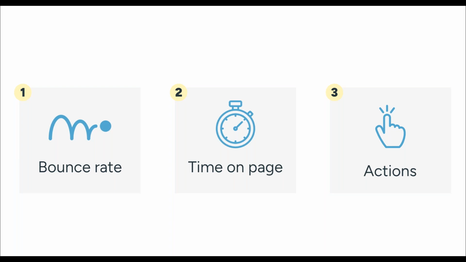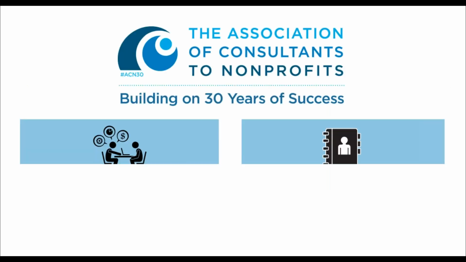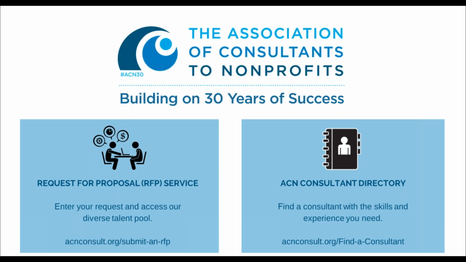But then if you want to dig deeper, you can look at things like your bounce rate, your average time on page, and the actions that people are taking. And then if there are any issues with those pieces of data, then that's when you can start to make a few tweaks, like what we described before, to address those issues and make your website a little bit more effective. So that is how to determine if your nonprofit's website is effective and how to fix it.